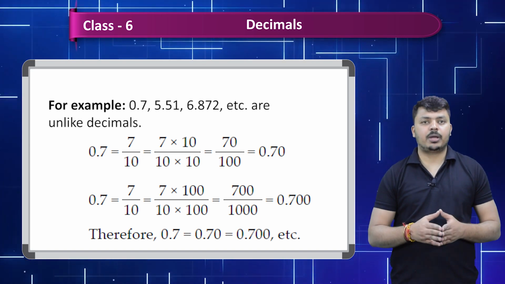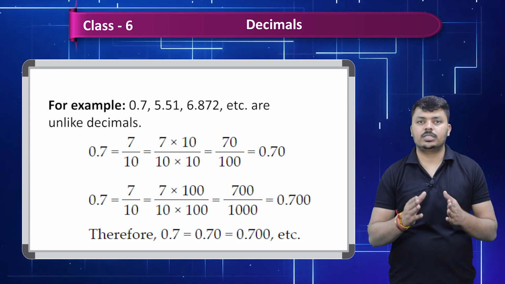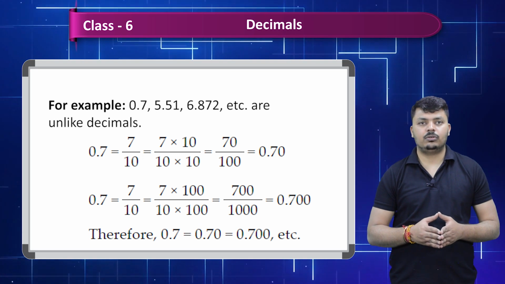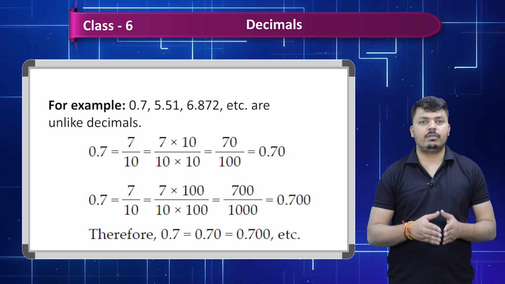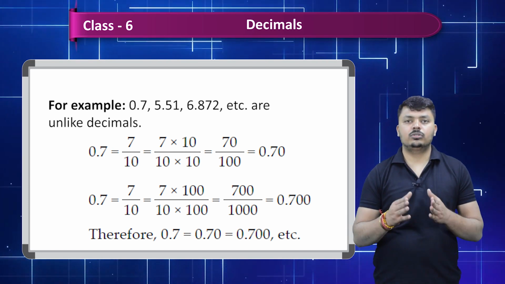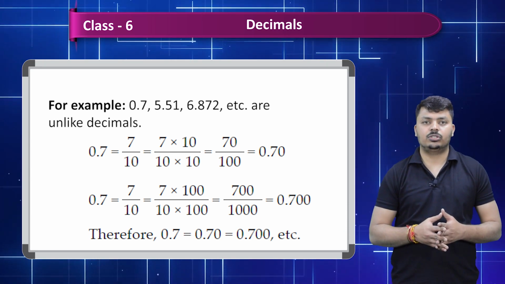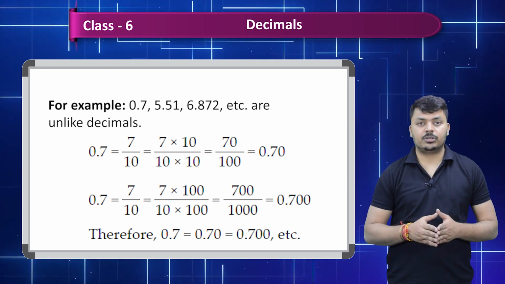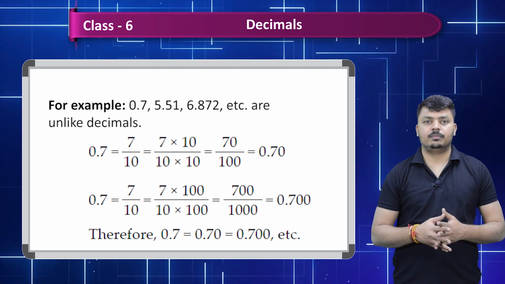0.7 equals 7/10 equals (7 × 10)/(10 × 10) equals 70/100 equals 0.70. 0.7 is equal to 7/10 equals (7 × 100)/(10 × 100) equals 700/1000 equals 0.700. Therefore, 0.7 is equal to 0.70 is equal to 0.700, etc.